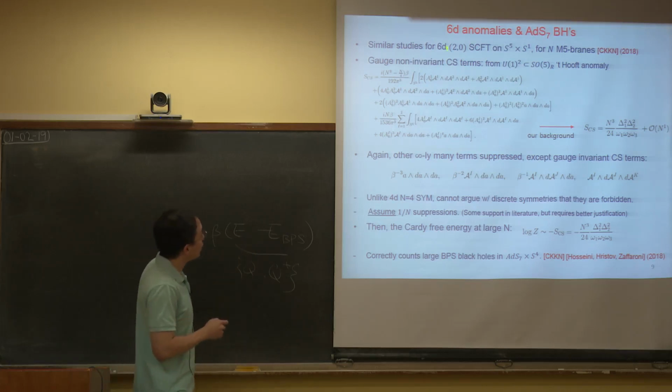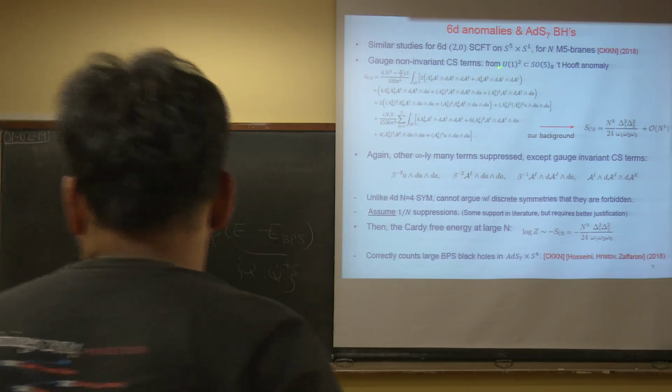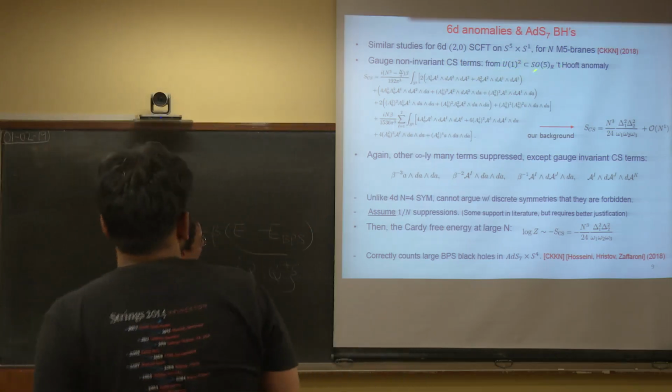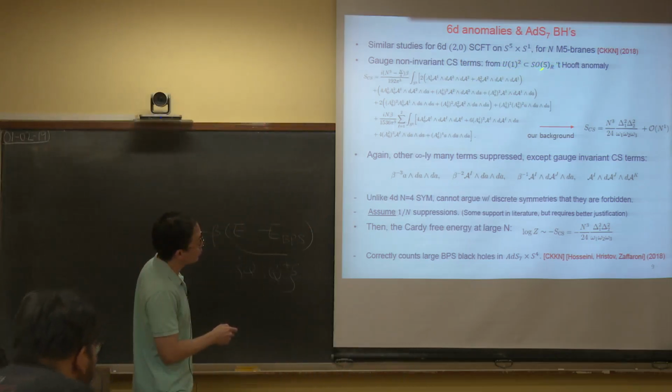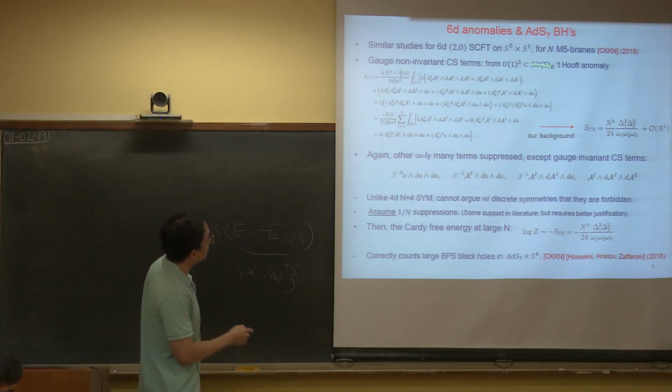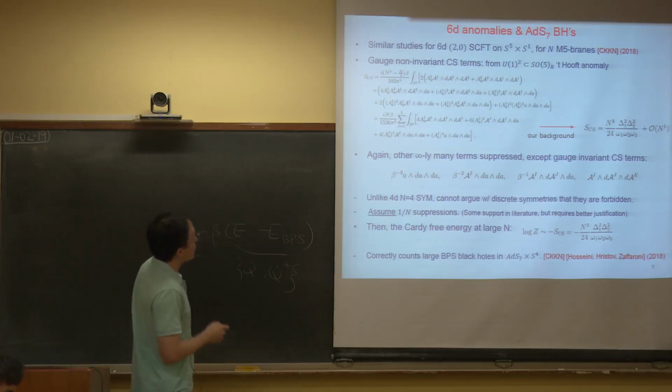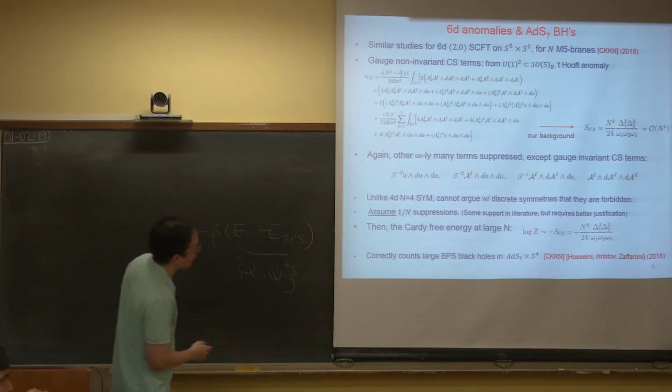First of all, the gauge non-invariant Chern-Simons terms can also be determined from the anomaly matching argument. If you keep the U(1) square part of the SO(5) R symmetry, its anomaly polynomial is proportional to n cubed in the large n limit. So you get this kind of complicated Chern-Simons term. Plugging in the background and evaluating it, you get this number. This will turn out to be the free energy explaining large supersymmetric AdS7 black holes.